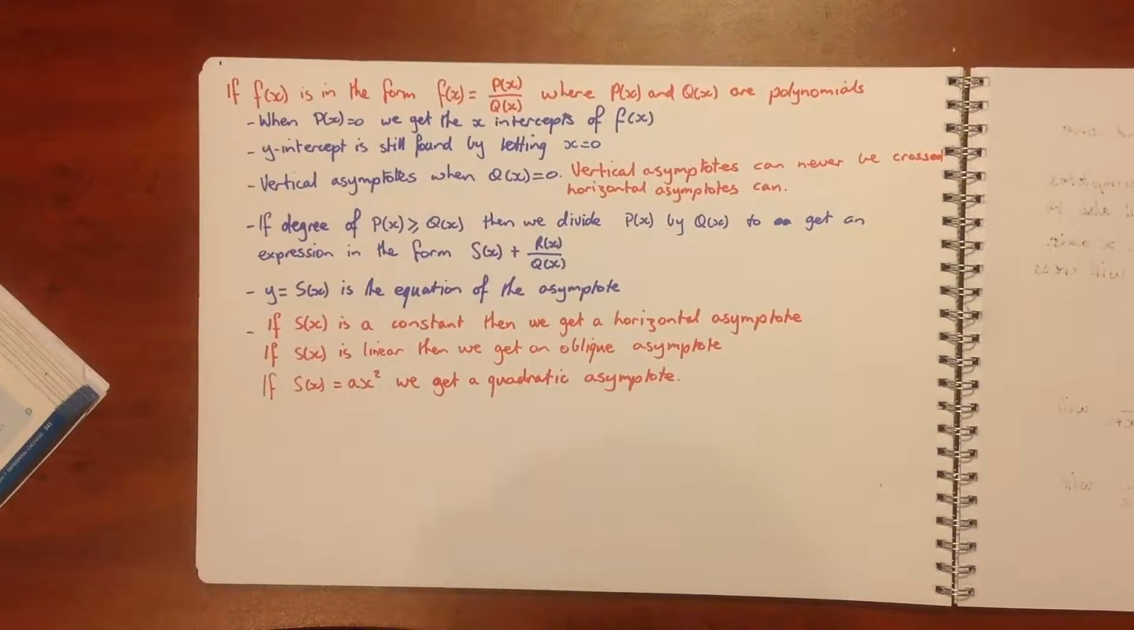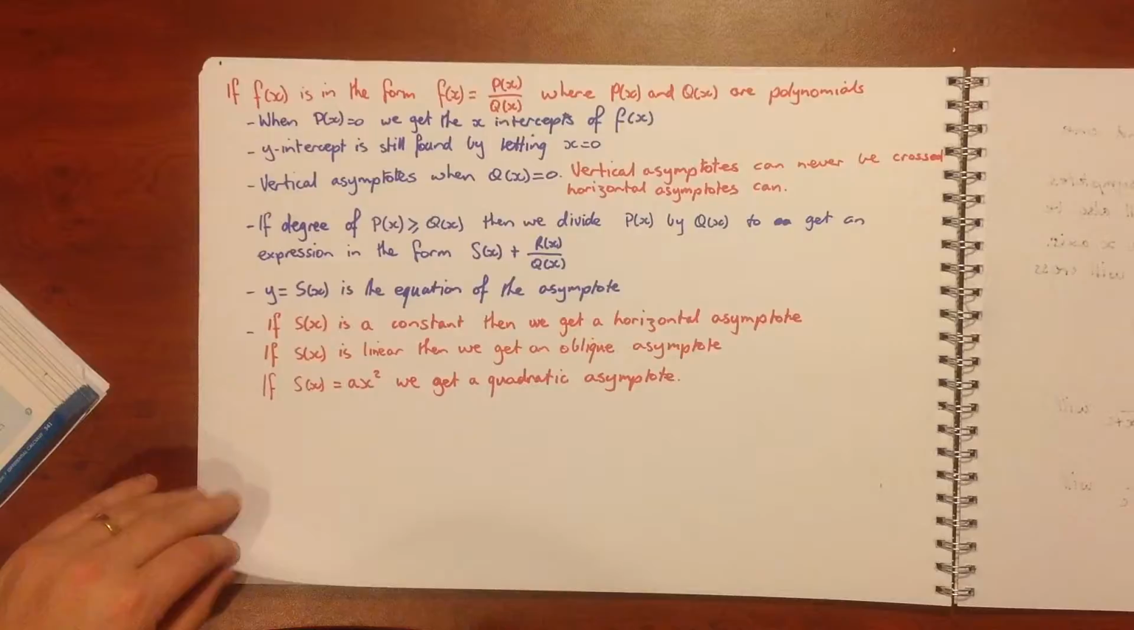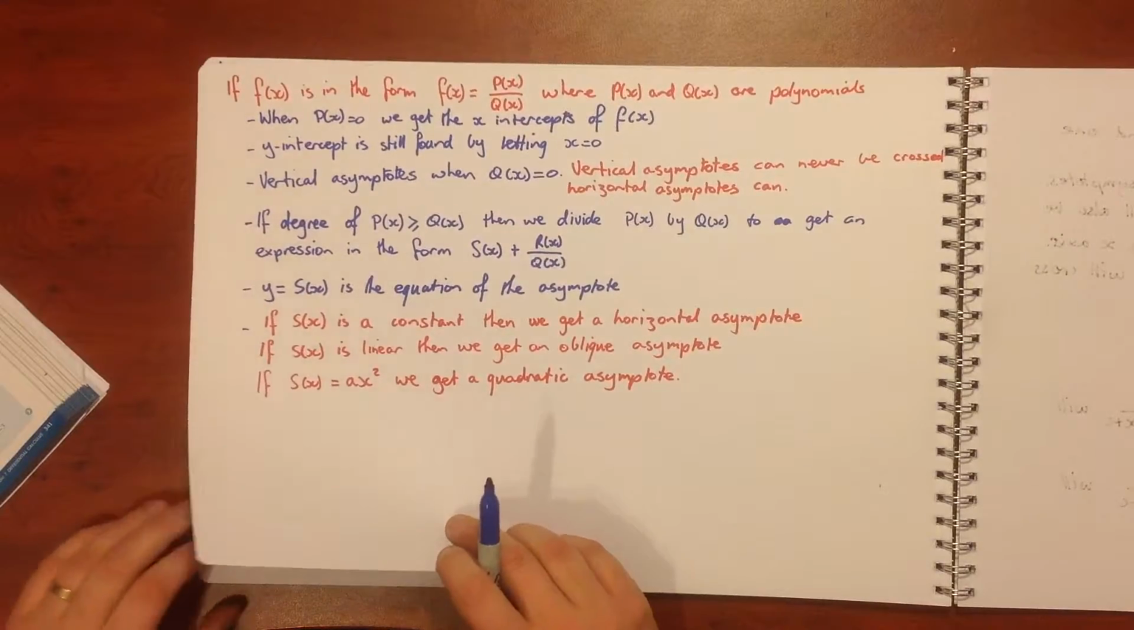Okay? If S of x is a constant, then we get a horizontal asymptote. If S of x is linear, then we get an oblique asymptote. Okay? If S of x equals ax squared, we get a quadratic asymptote. So a few different types of asymptotes that we haven't seen before.